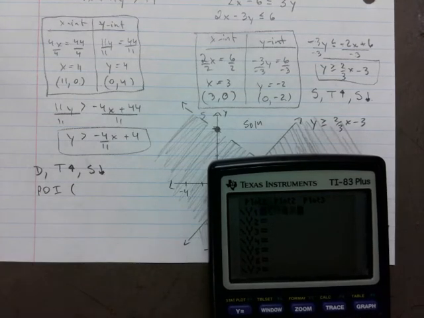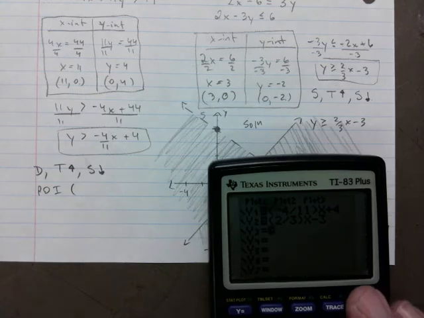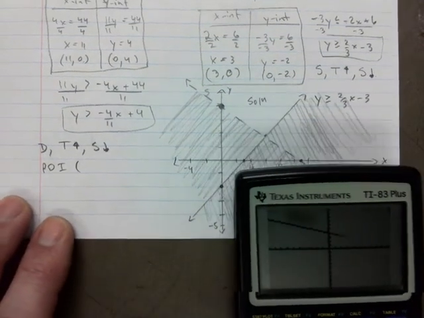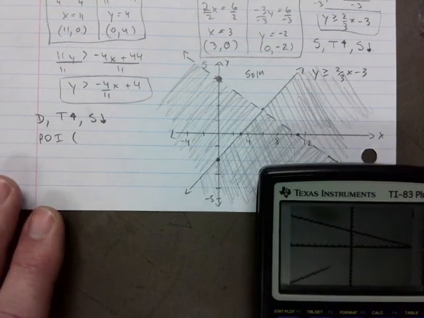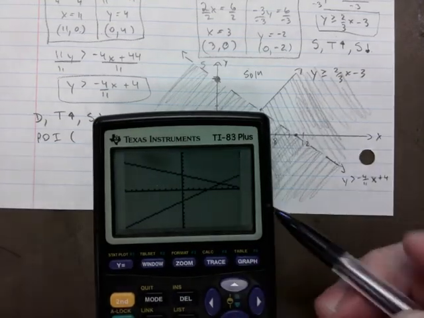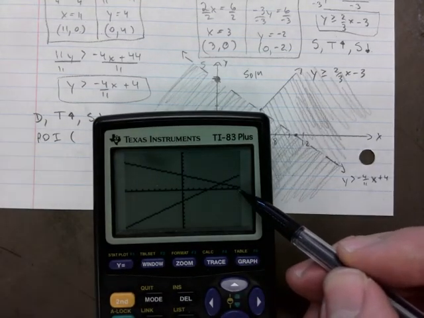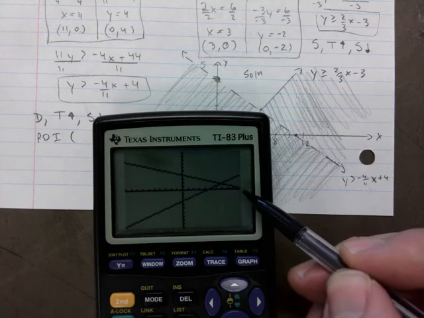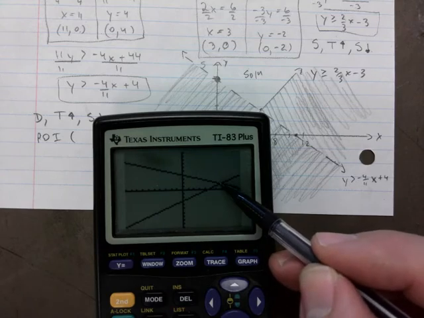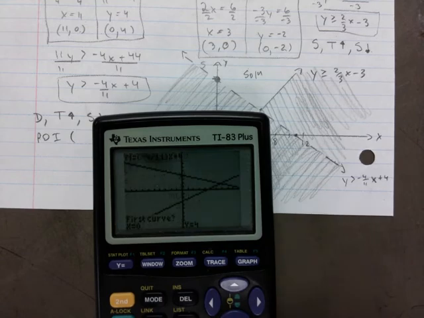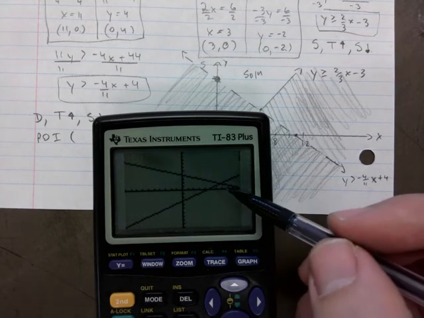So we have -4/11, right? That's an interesting slope. x plus 4, and the other one is 2/3 x minus 3. There's my first line. And I'm not seeing the x-intercept of the first line because it's 11, right? I have a standard window right now, but I'm not interested in that. I'm interested in the point of intersection. So as long as you can see it, that is good.